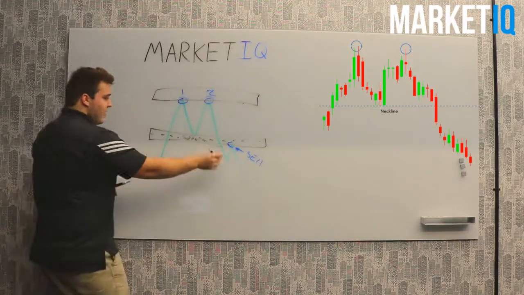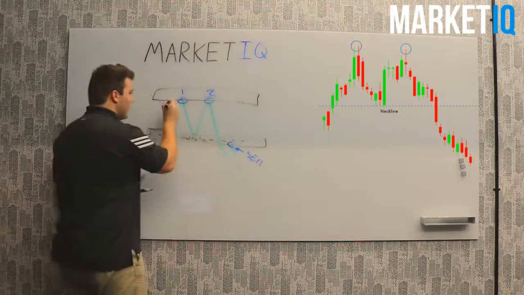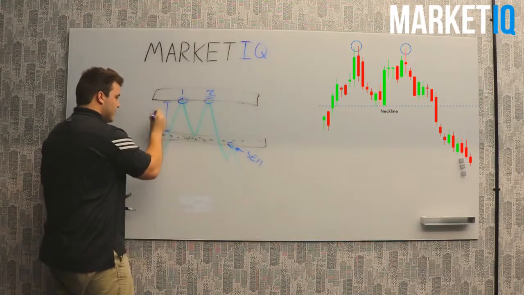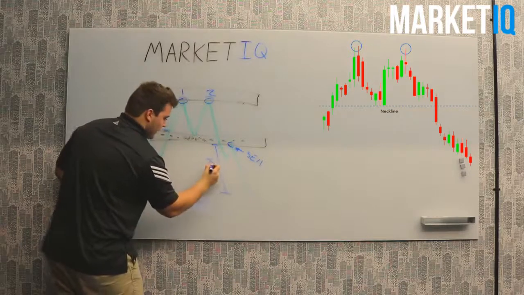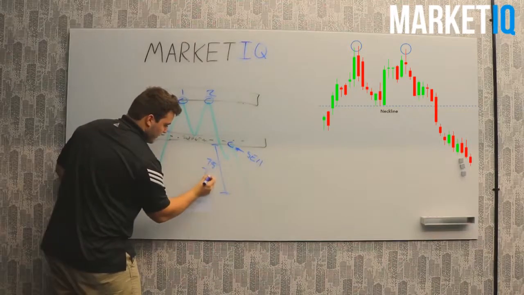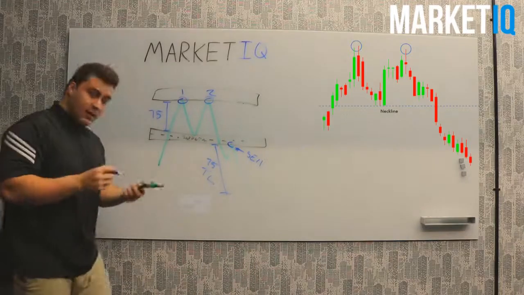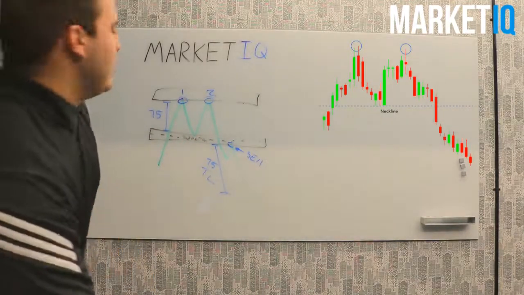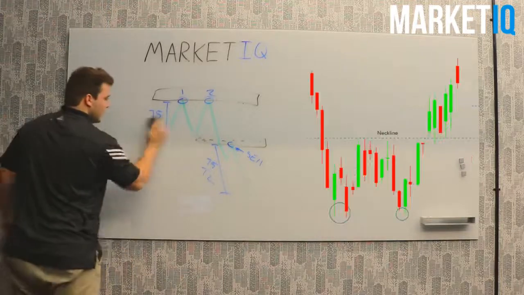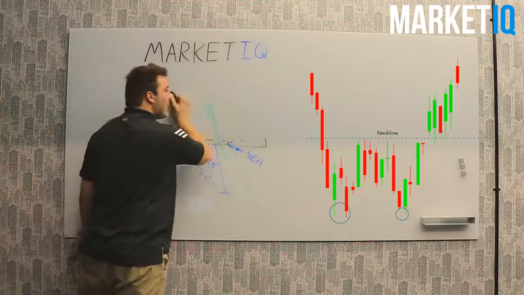To find your target profit, all we would do is here, say it's 75 pips. We make our target level 75 pips, and that's a double top. Now, let's do the opposite, a double bottom.